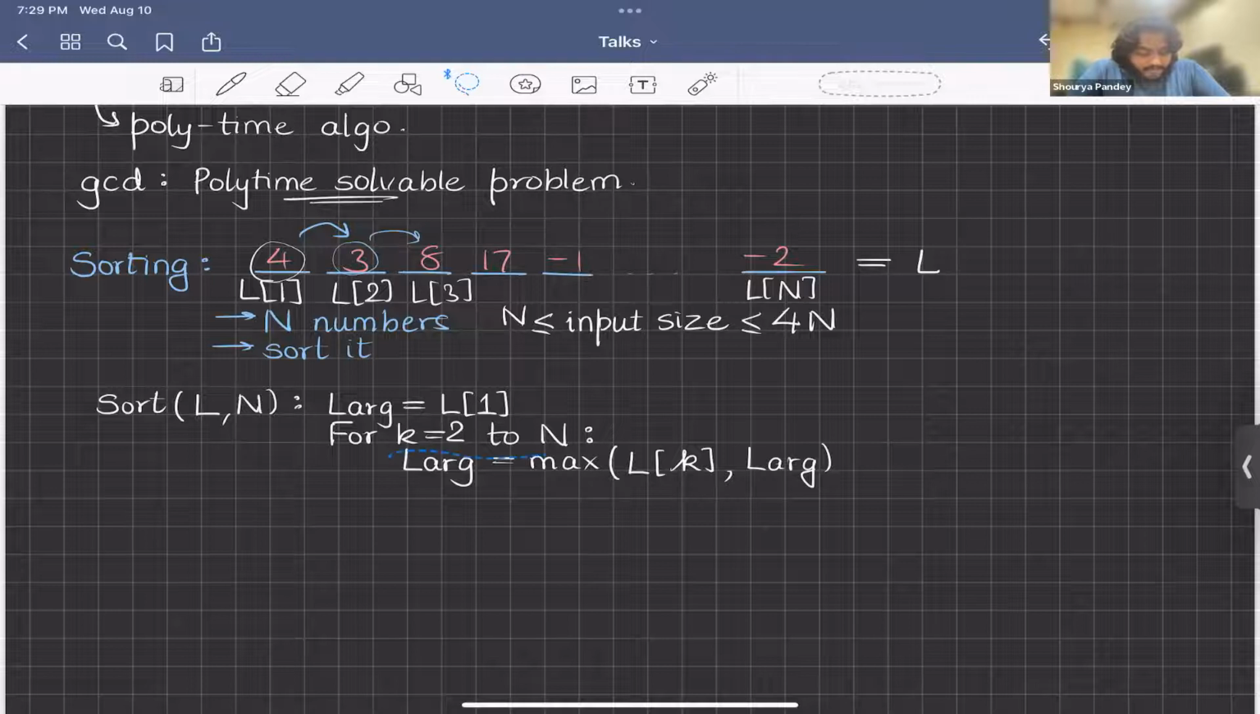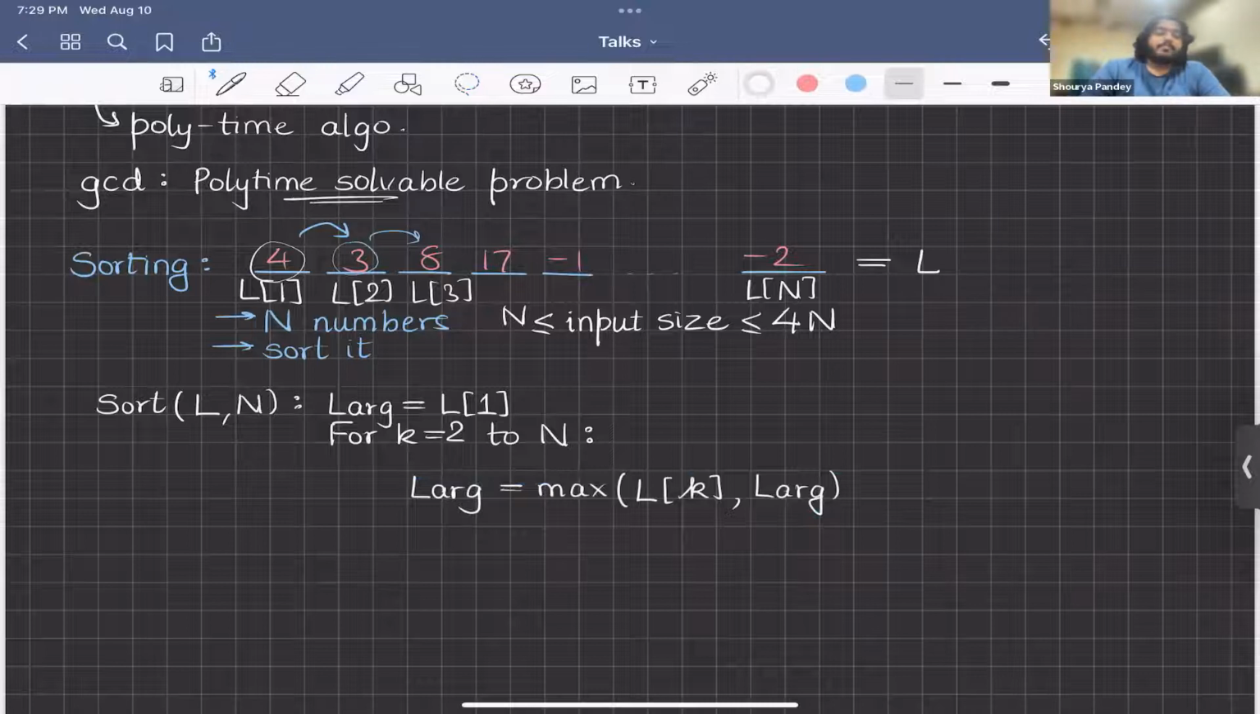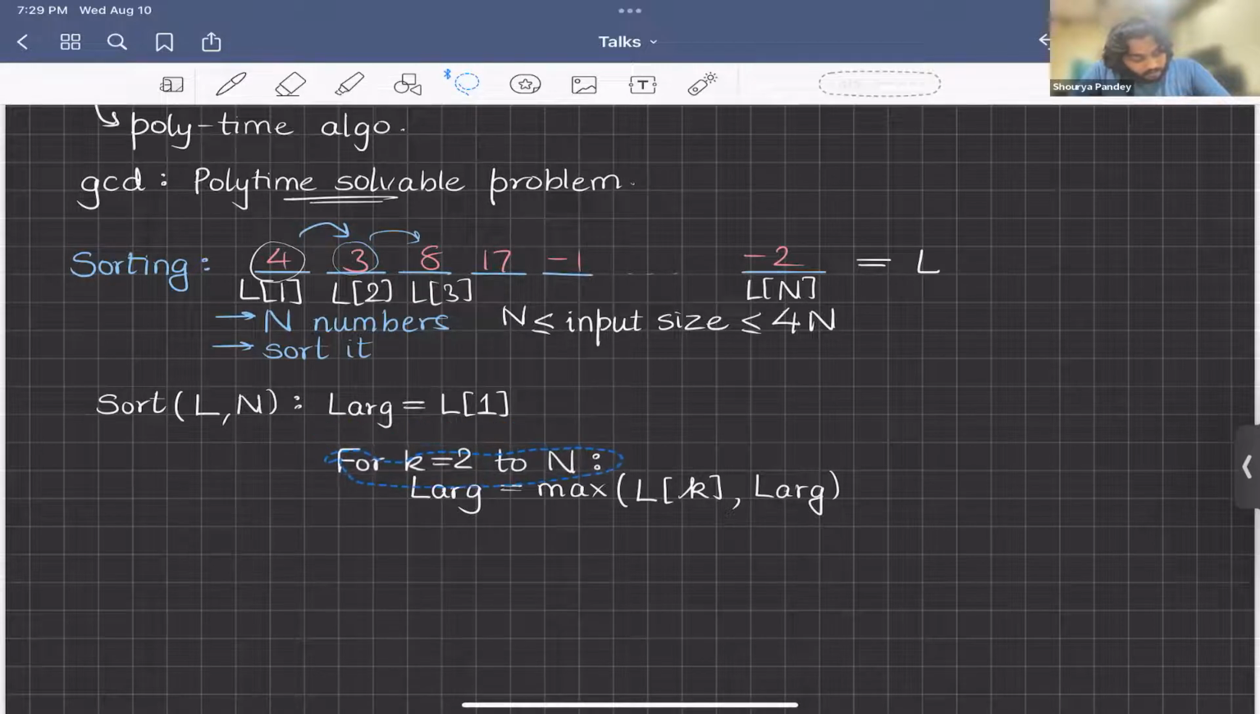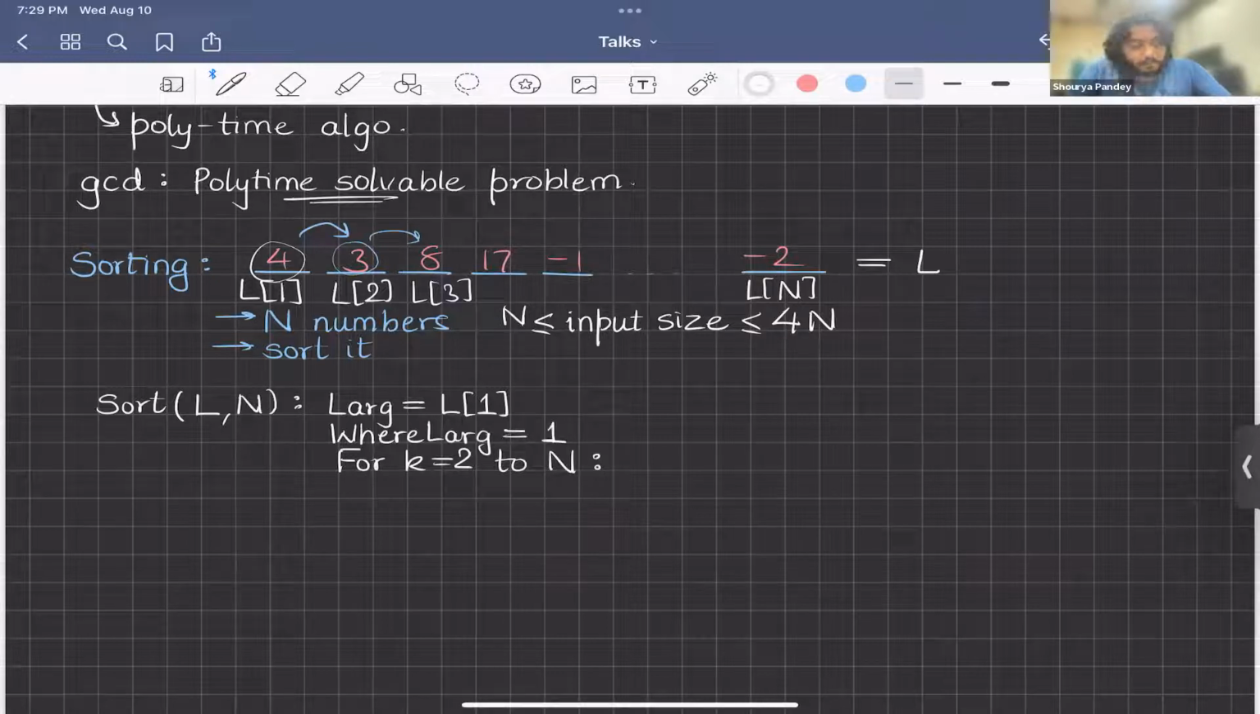Right? But I also want to keep track of where I had seen this largest element. I don't want to go back and see, oh, okay, 17 is the largest element, but where was it? I need to keep track of that also. So I'll keep track of that with another variable. So let me just remove it. So where largest is 1, because that's the position where I'd seen the largest element. So basically I'm storing the index of the largest element here and the largest element itself in here.